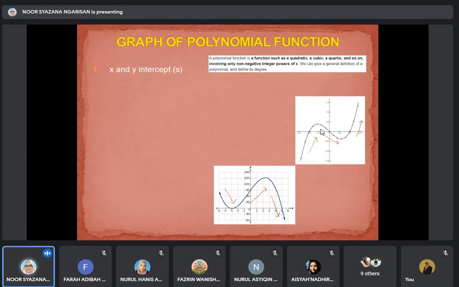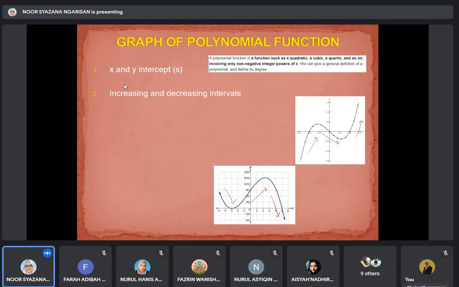Okay, so to sketch the graph of polynomial function, kalau kita nak lukis graph polynomial function, antara maklumat yang kita perlu ada adalah number 1, x and y intercept. What is x and y intercept? Pintasan X and Y. Betul. Okay, pintasan x dan pintasan y.